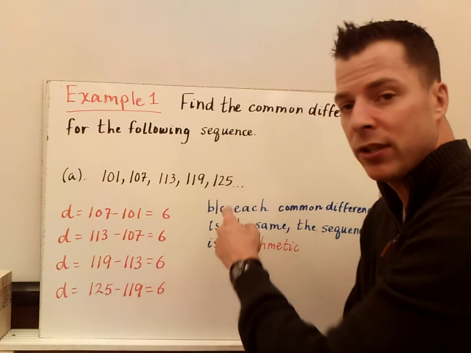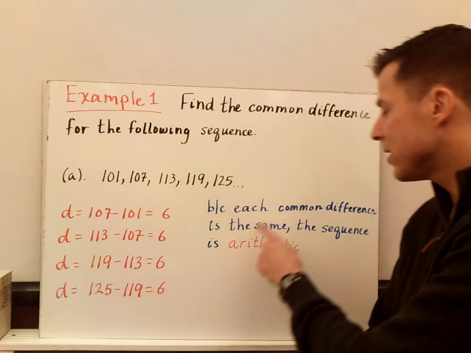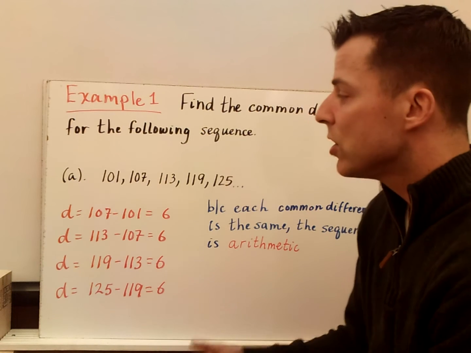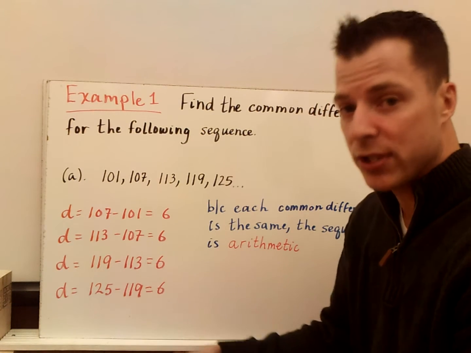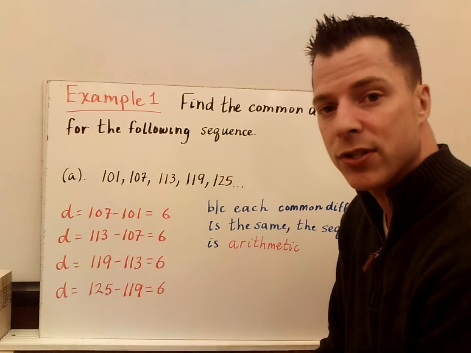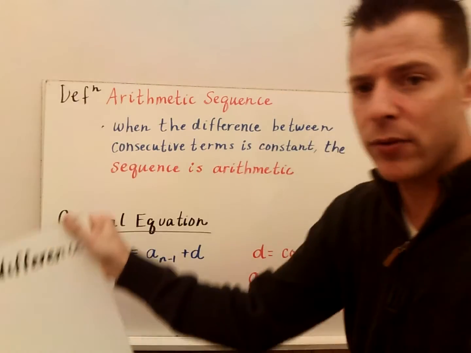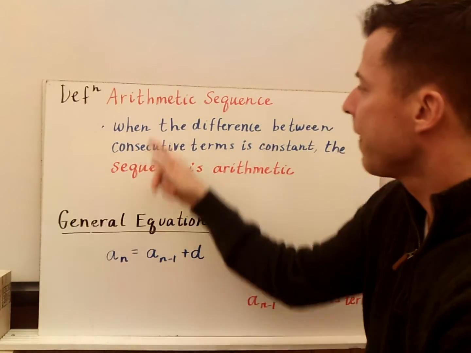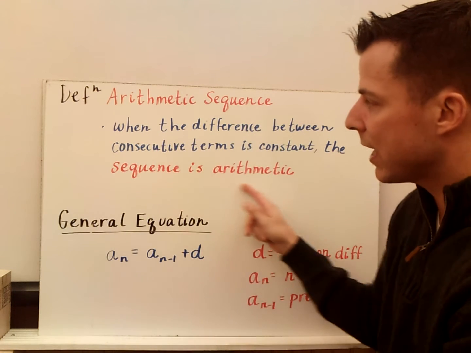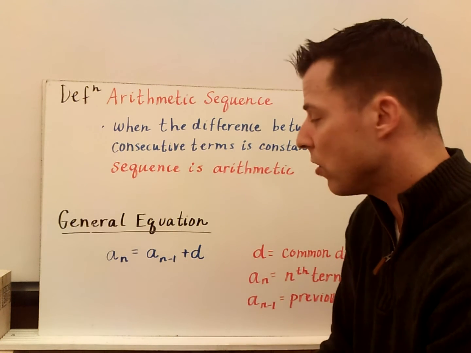So if I give you a collection of objects, a collection of terms, numbers, if the common difference is always the same, you have a sequence that's called an arithmetic sequence. So don't get fooled into thinking that all sequences are arithmetic. They're not. So in this special case, because the common differences are the same, we have an arithmetic sequence. The last thing we want to do is define an arithmetic sequence. When the difference between consecutive terms is constant, the sequence is arithmetic. That's when the constant difference is always the same.